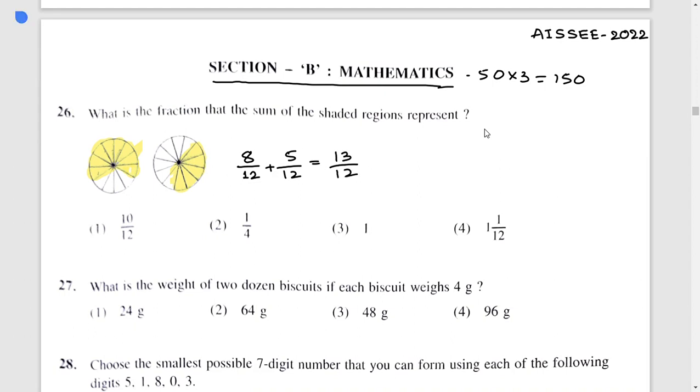So is any option there? No option. So you convert it into an integer. It will be 1 integer 1 by 12. So option 4 is the right answer here.